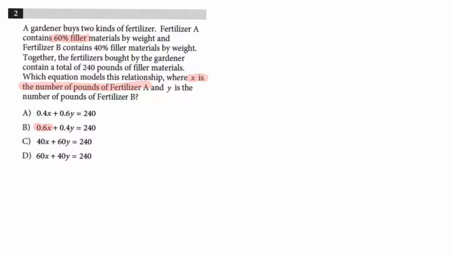Let's take a look at fertilizer B. Fertilizer B contains 40% filler, and y is the number of pounds of fertilizer B. So we need to multiply the number of pounds of fertilizer B times 40%. And again, that looks like it only happens once. Well, if we take 60% of fertilizer A and 40% of fertilizer B, that is going to result in 240 pounds. So B is our solution.